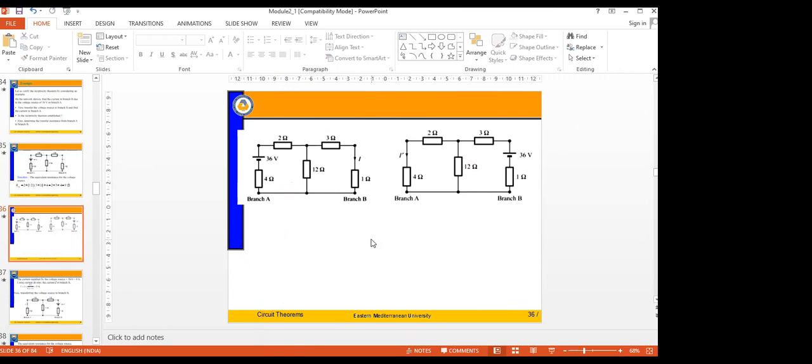Okay, is this visible? Yes, sir. Two circuits. Yes, sir.